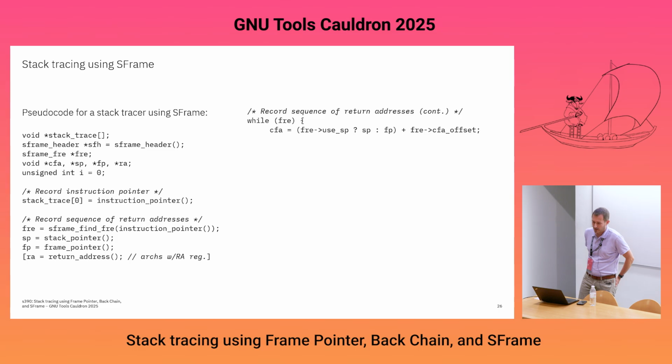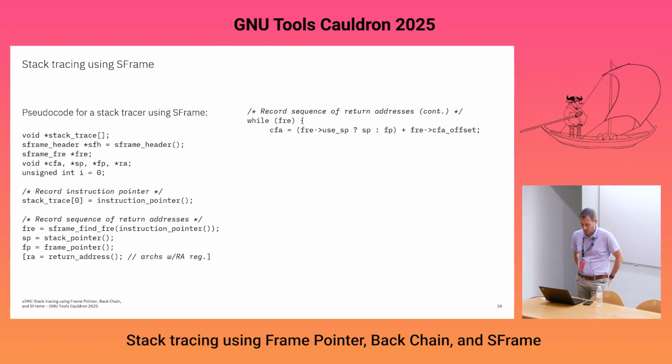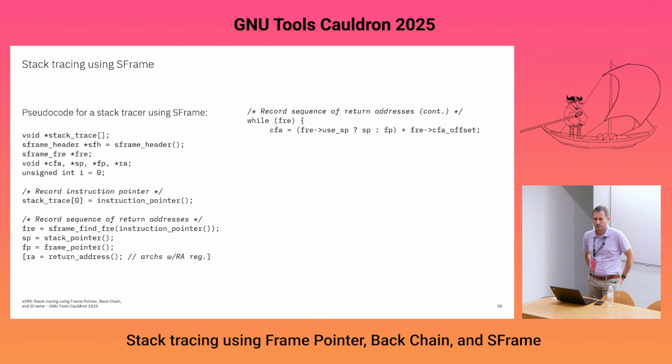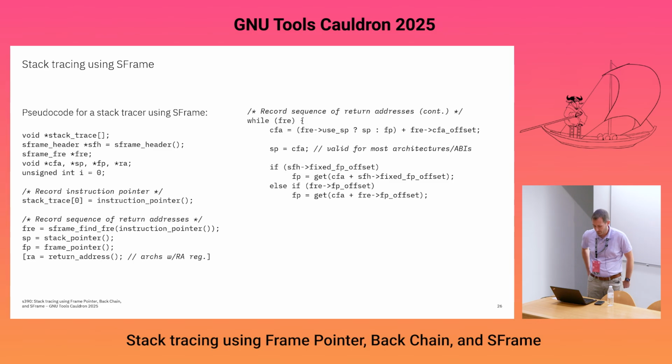And then we restore the CFA, which is either stack pointer or frame pointer based. The frame row entry has this information, what to use, and we simply add the CFA offset. Next, we restore the stack pointer using this CFA definition, which is, again, only valid for most architectures. Then we restore the frame pointer, either using this fixed frame pointer offset from the SFrame header, or, if available, using this tracked frame pointer offset. And here you see if there is no offset, then the frame pointer value just remains unchanged.